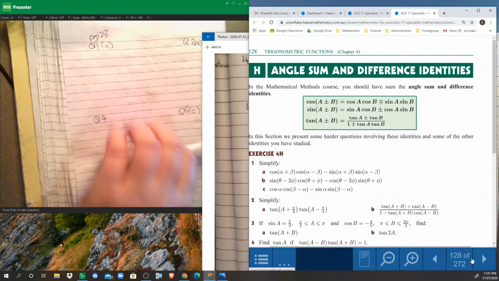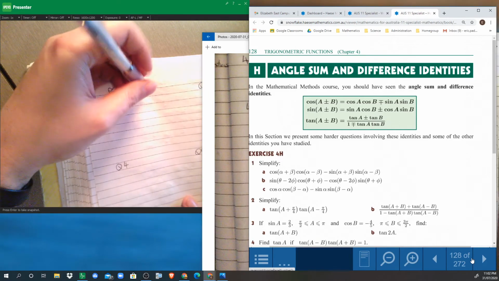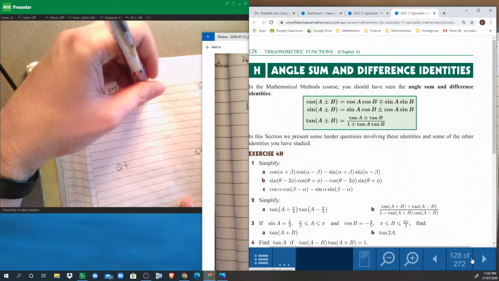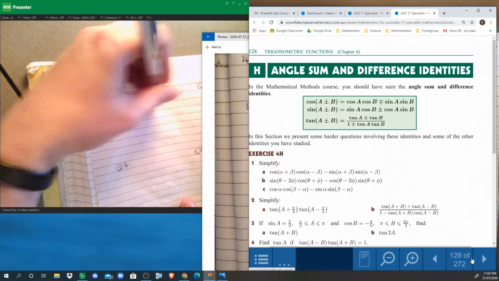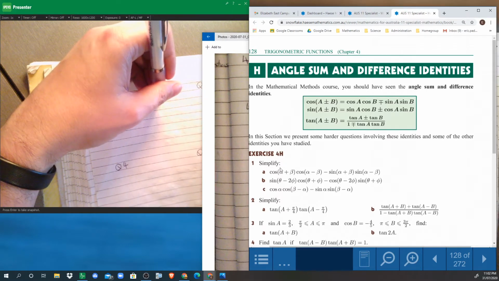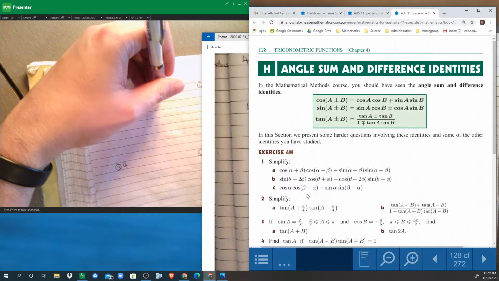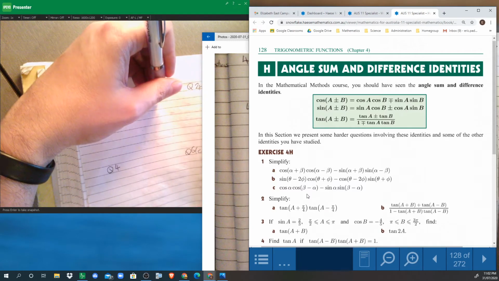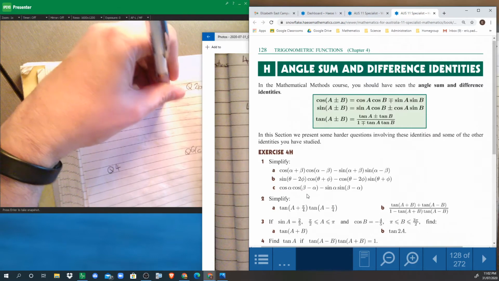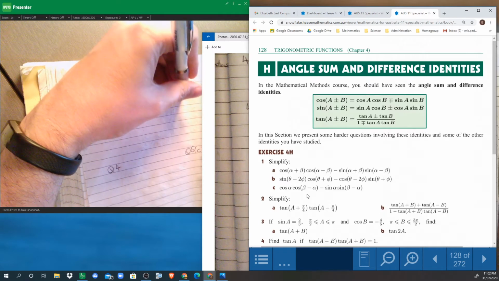All right, simplify. 1 over cosine alpha cosine beta. Actually, we've got them right in front of us, so we can just go back to this page, I suppose. We can look at them here. Cosine beta minus alpha minus sine alpha sine beta minus alpha.